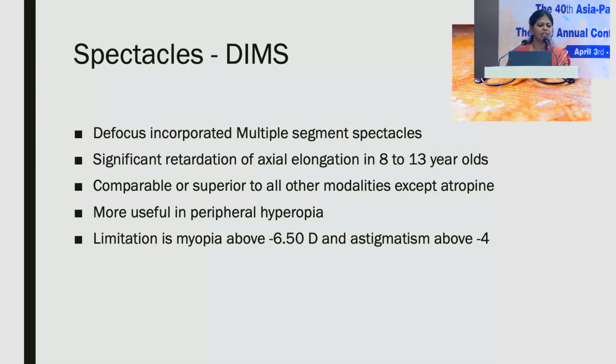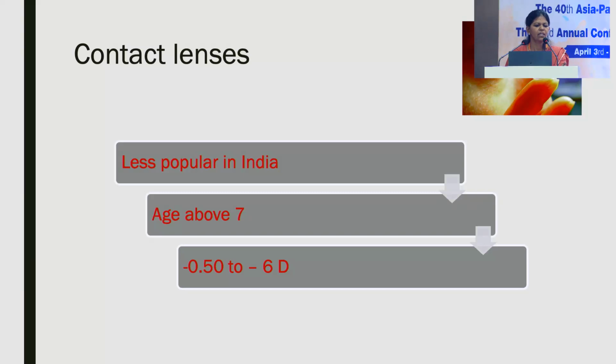The limitation in myopia is when you have myopia beyond -6.5 and astigmatism greater than -4; up to that, these glasses are effective. Beyond that, we still don't have options. So contact lenses as an option is not that popular in India because of climatic conditions, compliance and such. They can be used above 7, especially in children who are inclined to sports, daytime sports. By contact lenses, I mean day wear contact lenses.